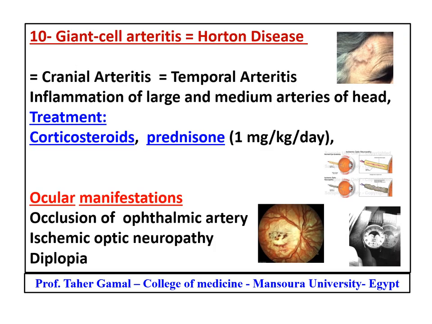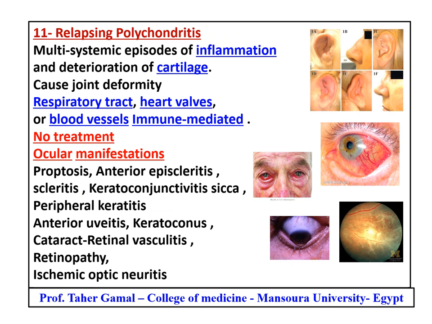The 10th type of collagen disease is giant cell arteritis or Horton's disease, in the form of cranial arteritis, temporal arteritis, inflammation of large and medium arteries of the head. Treatment is by corticosteroid in the form of prednisone, 1 mg per kilogram per day. Ocular manifestation: occlusion of the ophthalmic artery, ischemic optic neuropathy, and depression.